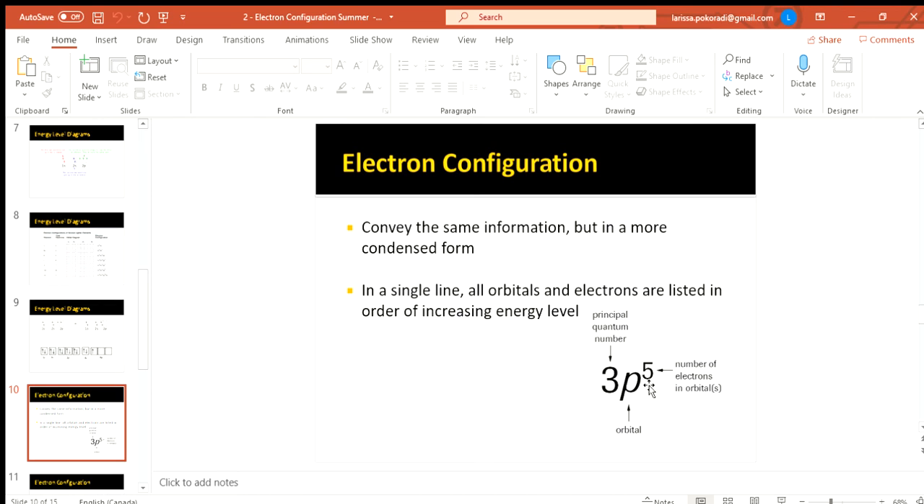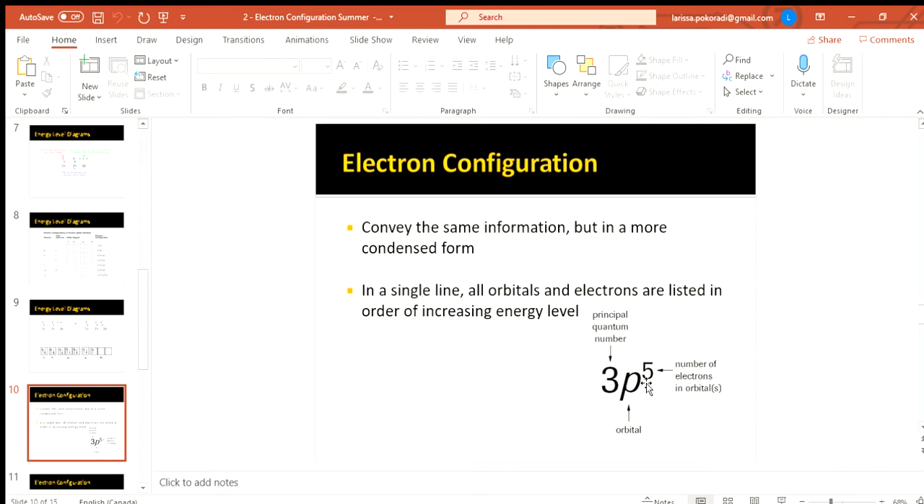And what the superscript is trying to tell us is how many electrons are within that orbital system for the 3p's. So we know p's, there's 3 different orientations. All can hold 2 electrons, so p's can hold up to 6 total. This number would have to be 6 or smaller. So 5 is perfectly fine. It just means one of the orientations isn't fully filled.